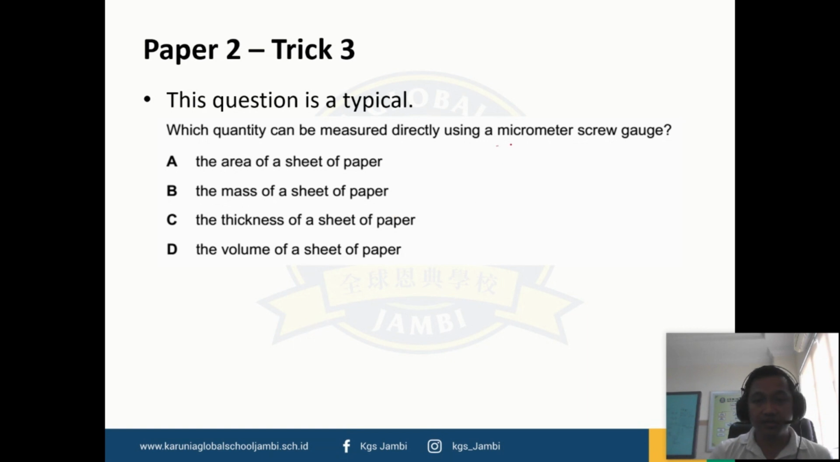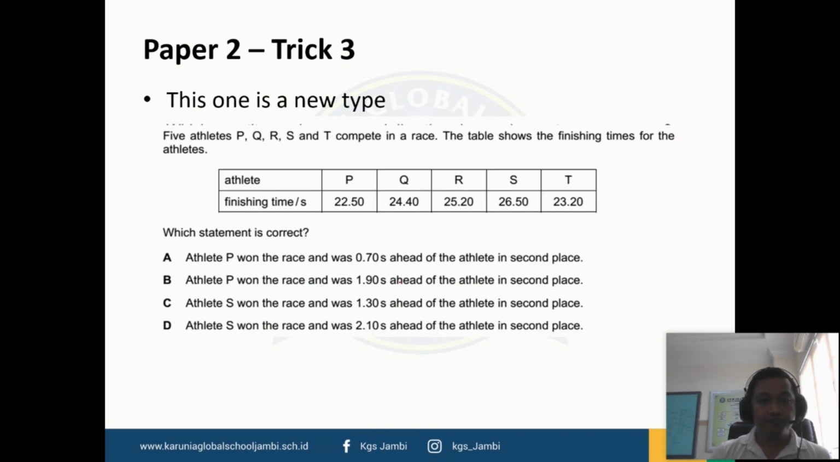Okay, let's see this. This is a typical question: which quantity can be measured using a micrometer screw gauge? We have learned the micrometer and also the vernier caliper. This question about measurement is typical, it occurs every year. And then this question is a new type. In the Cambridge exam, of course, there are always new types of questions.